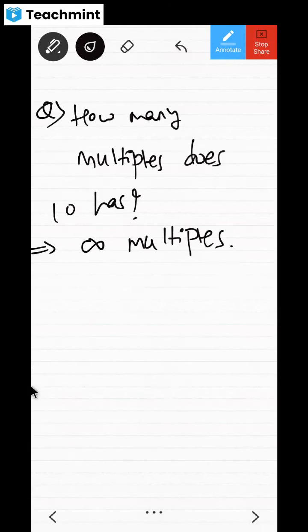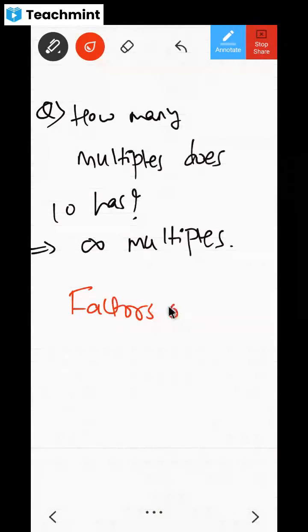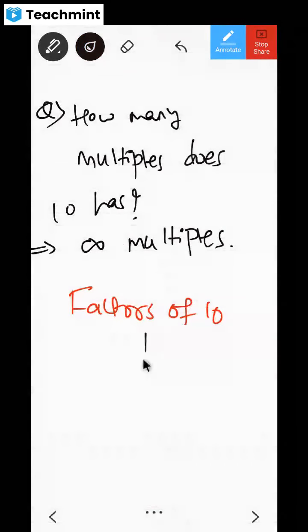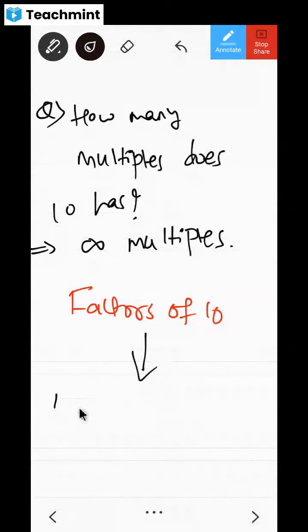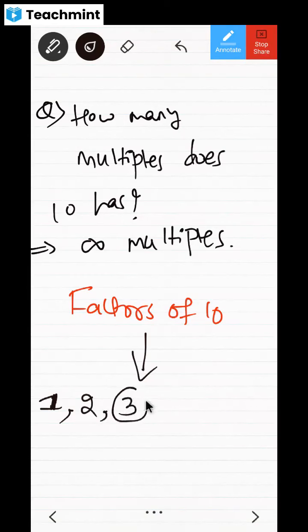Clear, dear children? Now, similarly, if I ask you for the factors of 10, what do you mean by factors of 10? Factors of 10 means the numbers which divide 10 completely. Is 1 a factor of 10 or not? Yes, because 1 is a factor of every number. 10 divided by 1 is completely divisible. And 2 is also a factor of 10. Is 3 a factor of 10? No, right? Why? Because 10 by 3 is not completely divisible.